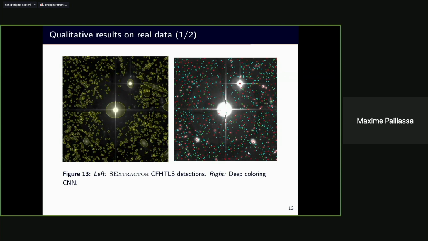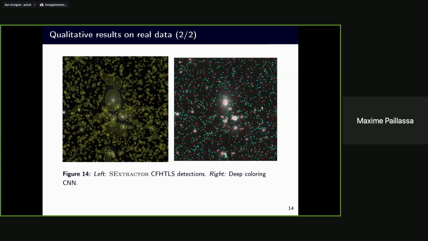That we can also detect galaxies with various morphologies, and that we can also see on this second example, like we can deblend and detect accurately all the sources here, or deblend as well sources with different morphologies.